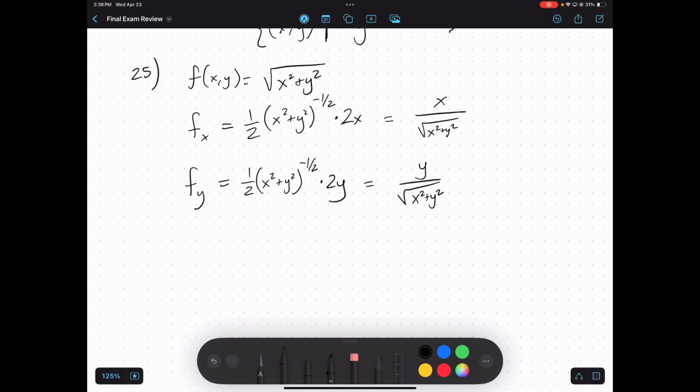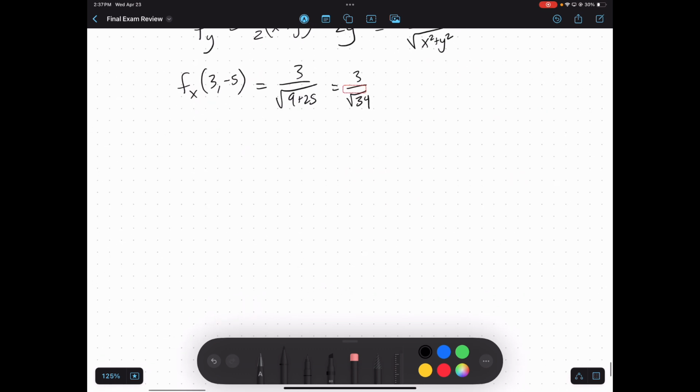And then it also asks you for the partial derivative of x at 3, negative 5. And what is that telling you to do? Yeah. Just plug those values in for x and y. Plug 3 in for x, plug negative 5 in for y into your partial derivative. So this would be 3 over the square root of 9 plus 25. So 3 over the square root of 34. Okay, we're going to go ahead and move on then to 26.